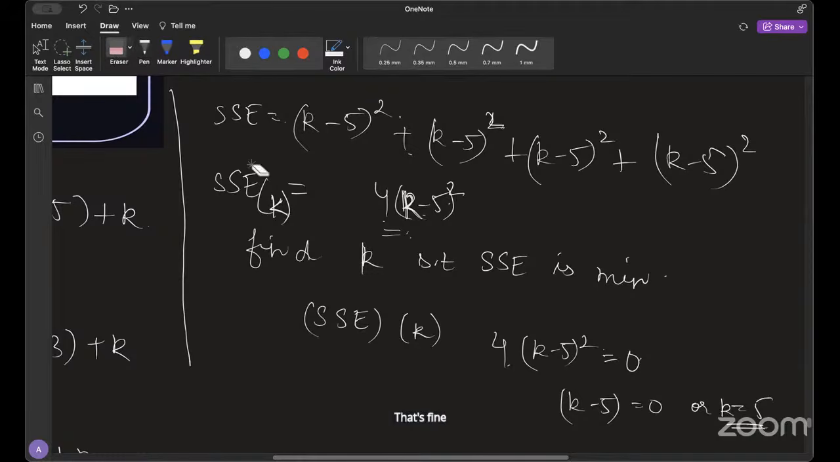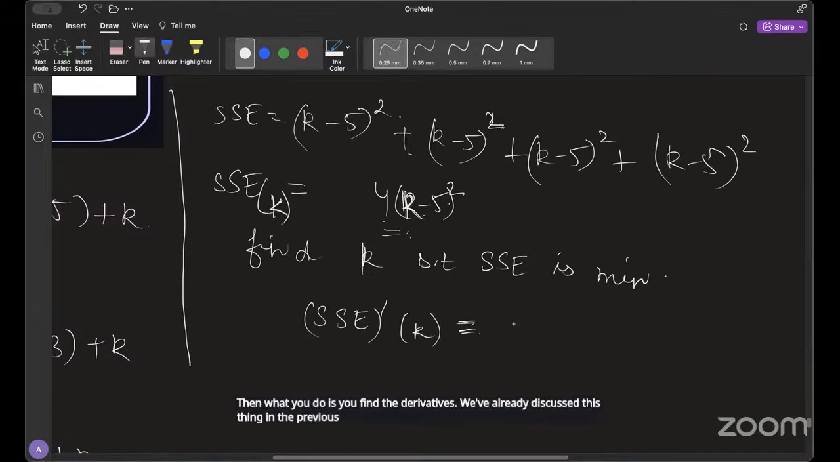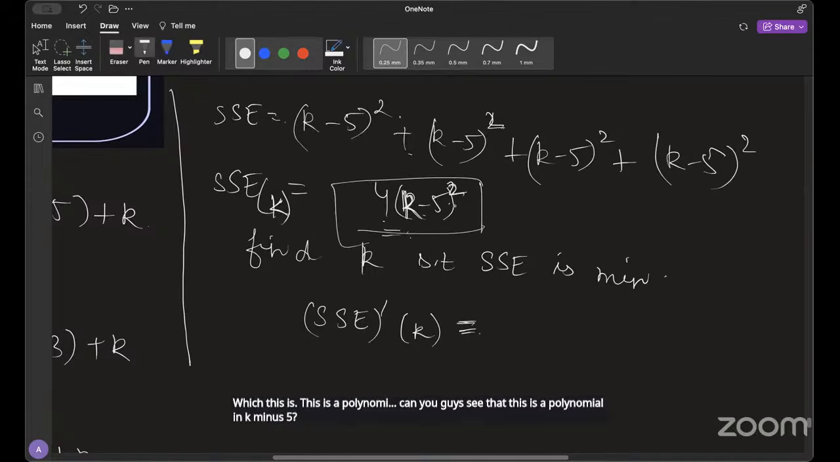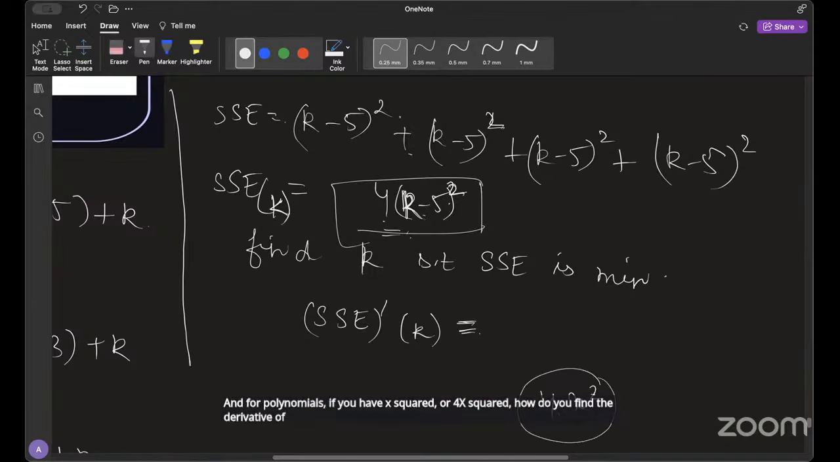That's fine. But if you have been given a function which you can't solve by using logic, then what you do is you find the derivative. We've already discussed this in the previous lecture, I guess, where the derivative is simply, if it's a polynomial, which this is a polynomial. Can you guys see that this is a polynomial in k minus 5? If you take your variable to be k minus 5, then this is a polynomial in k minus 5. Yes, ma'am. And for polynomials, if you have x squared or 4x squared, how do you find the derivative of this? It will be 8x.